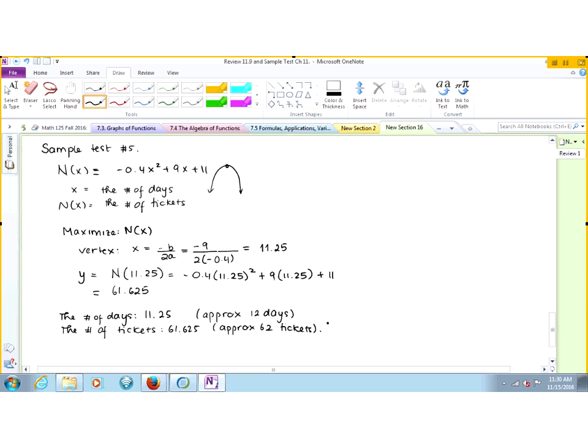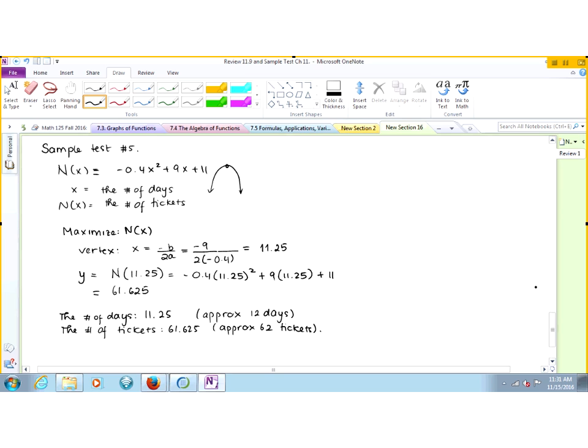No, I just square it. I didn't do any rounding. Why, you didn't get the same answer? No, it is negative 0.4. Did you have negative 0.4 times 11.25 squared? So I was just calculating them in one shot. Do you want to show me your calculator here?